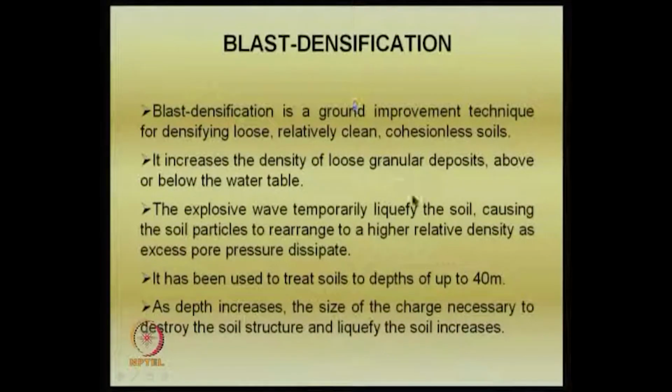It can be introduced using some sort of blast. Blast induced densification is a very important system, and it has been used to treat soils up to depths of about 40 meters. As the depth increases, the size of the charge necessary to destroy the soil structure and liquefy the soil also increases. So this is a very important concept. People have done a lot of experimental and analytical work on this.